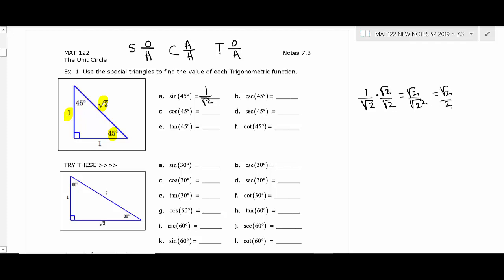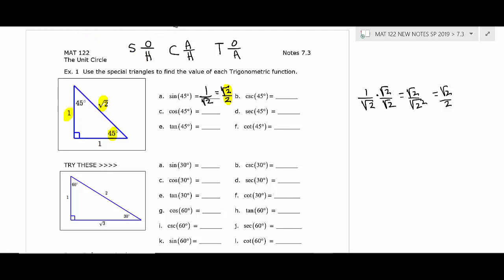Now you can start rationalizing in your head if you want to. So the answer I want on this is square root of 2 over 2. All right, that's what we're looking for. And you can do that in your head. Once you practice that a little bit, you can start doing that in your head. Okay, so that gives us that.